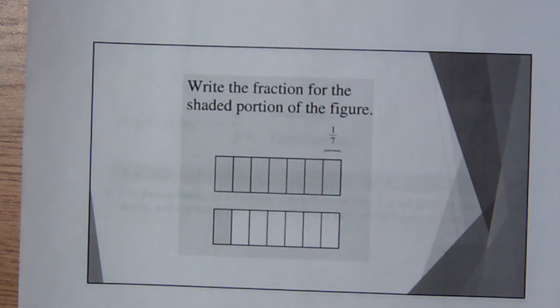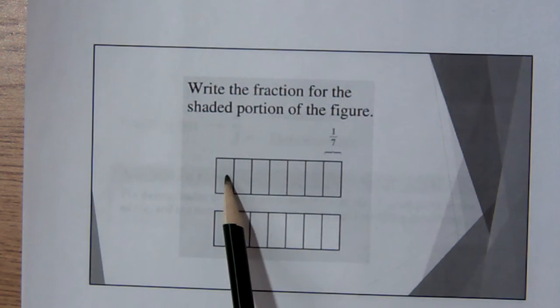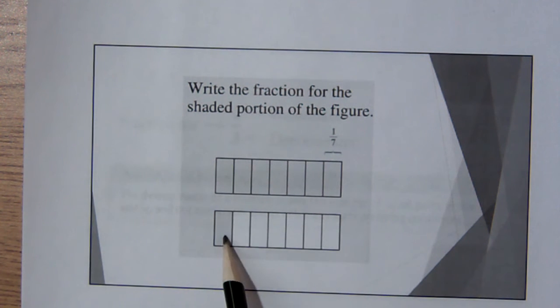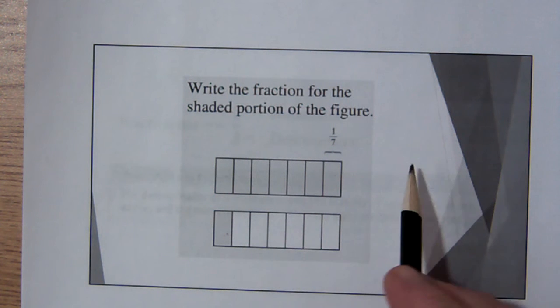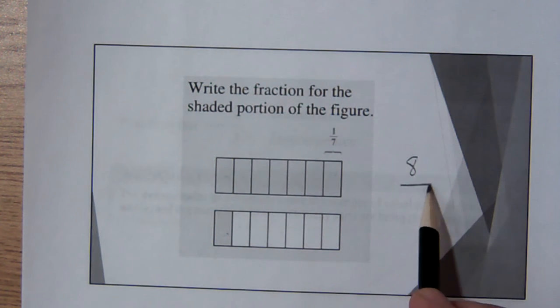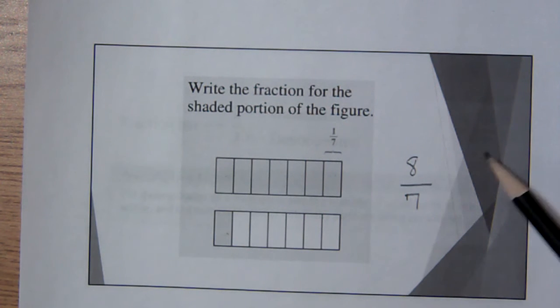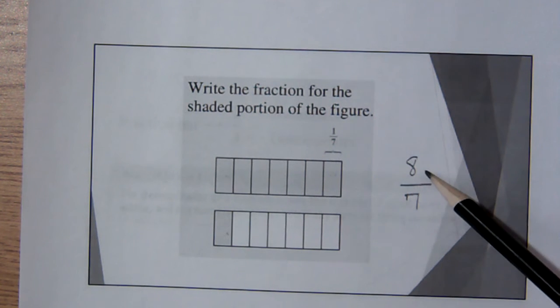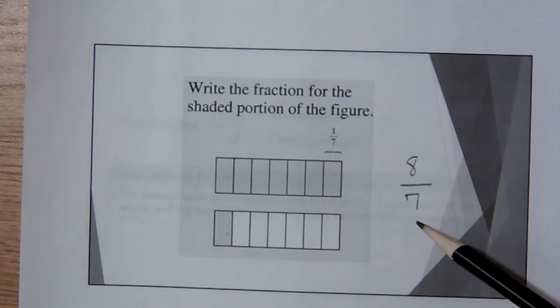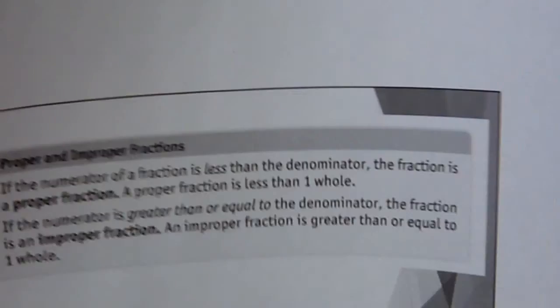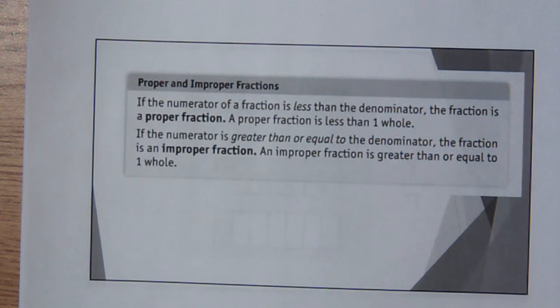Here, if we're asking to write the fraction for the shaded portion of the figure, we can see that all these 7 pieces are shaded, but then there's one more, so we could really say there are 8 pieces, but everything is divided into 7, so that would be 8 over 7. So a fraction can also be used to represent more than one object. You might note here that the numerator is bigger than the denominator. We have a special name for that, and that leads us to the topic of proper and improper fractions.